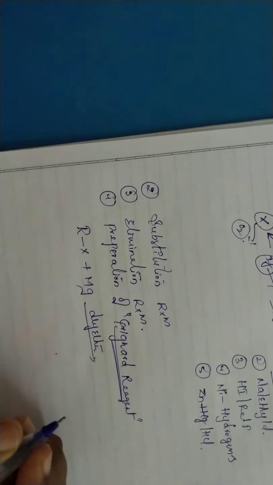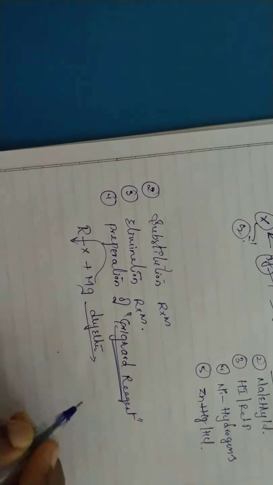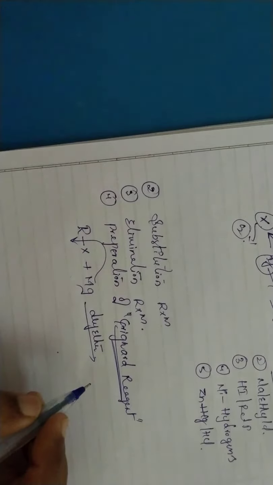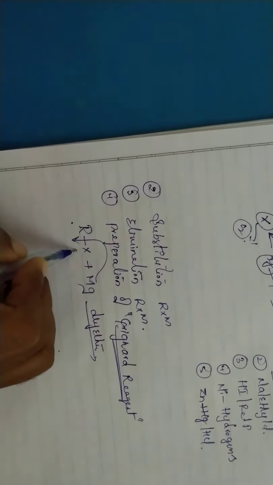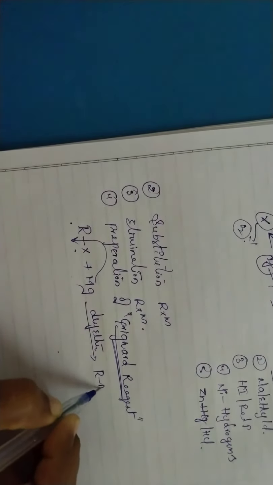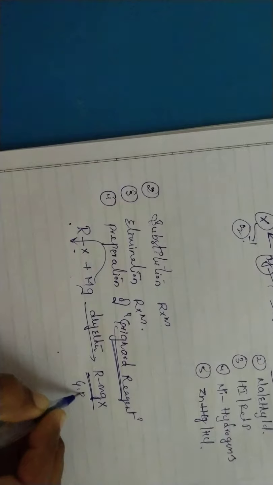So these are the conditions. What happens here is that the magnesium will insert between the R and X. This magnesium metal will insert between the organic compound, that is R, and the halogen. So what is the product here? RMgX. This RMgX is called a Grignard reagent.